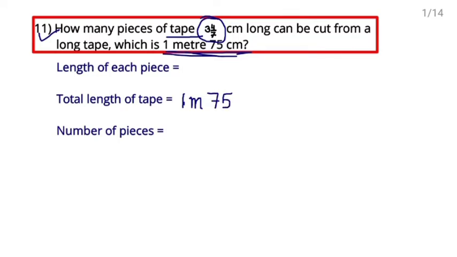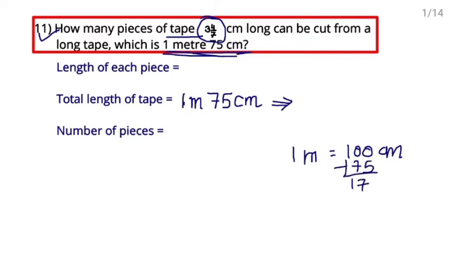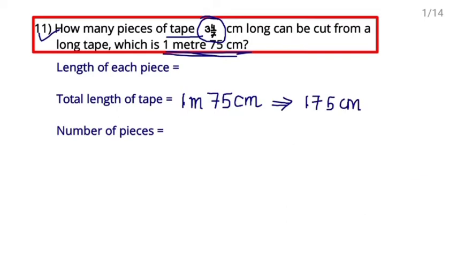Total length of the tape is 1 meter 75 centimeter. If you convert it into centimeter, you know that 1 meter is equal to 100 centimeter, right? So 1 meter 75 centimeter will be 175 centimeter. They said how many pieces of tape 3 whole 4/7 centimeter long.